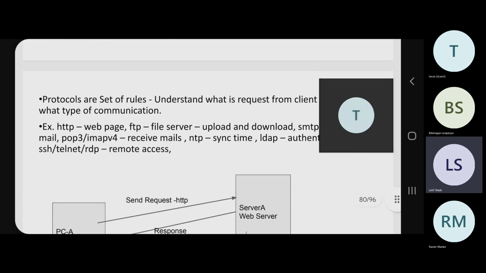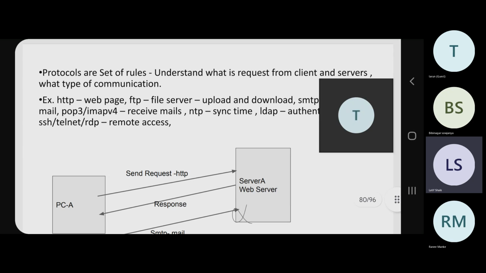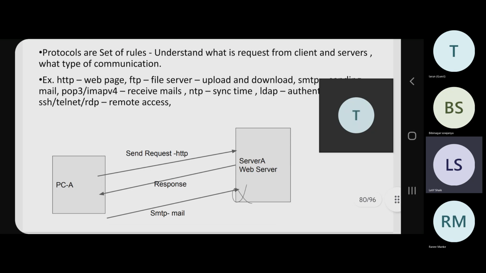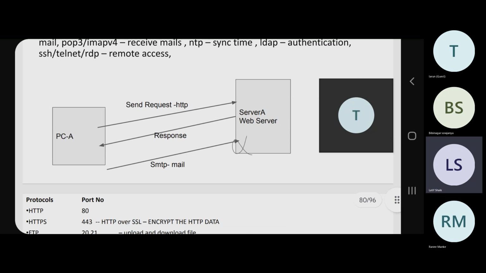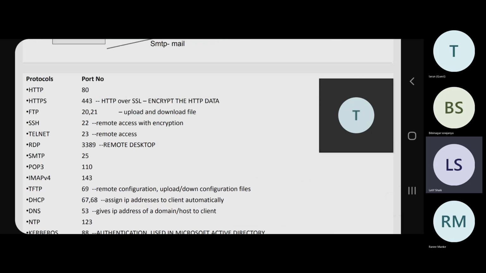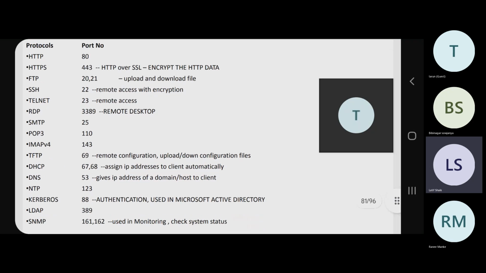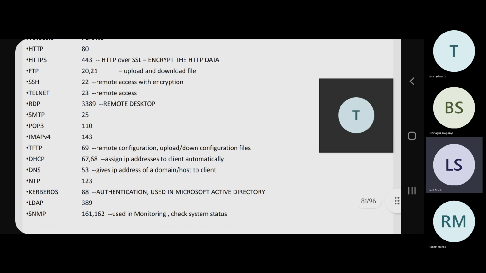Next is protocols and port numbers. What is the use of this network protocol? Where do we use this protocol? And what are their port numbers? Different port numbers are there, right? So the common protocols and their port numbers are also listed here.